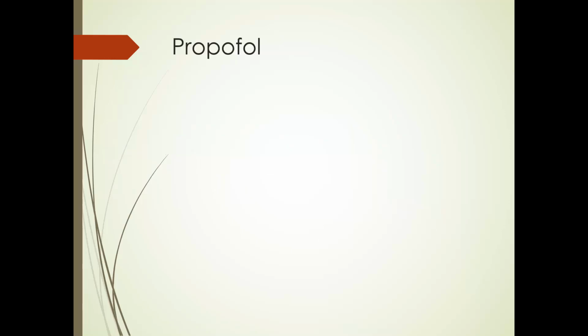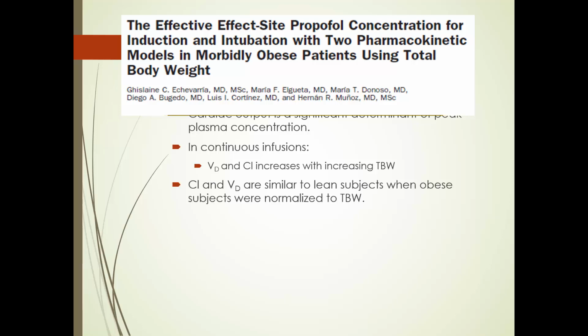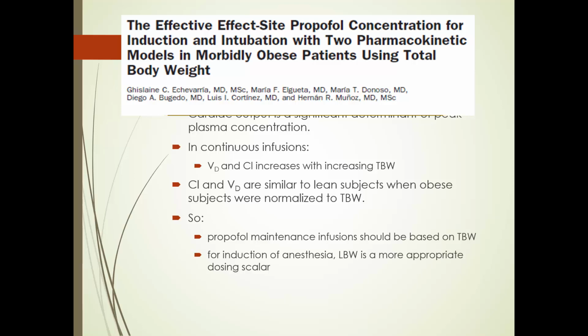What about induction agents? Let's start with propofol. Cardiac output is a significant determinant of peak plasma concentration. In continuous infusion, the volume of distribution and clearance increase with increasing total body weight. Clearance and volume of distribution are similar to lean subjects when obese patients are normalized to total body weight. So, propofol maintenance infusion should be based on total body weight, and for induction of anesthesia, you've got to use lean body weight to estimate dosing.